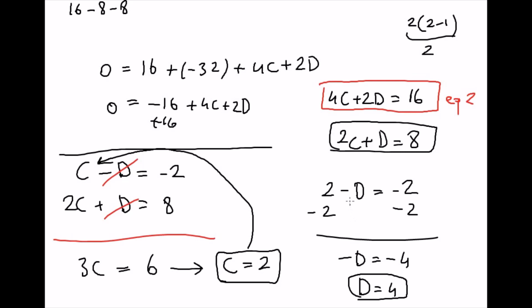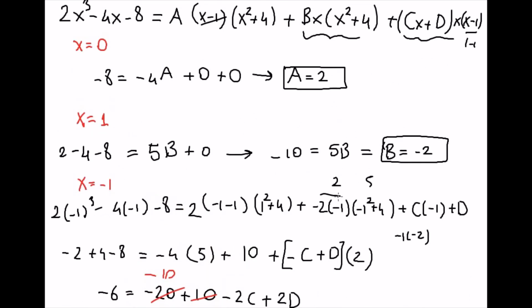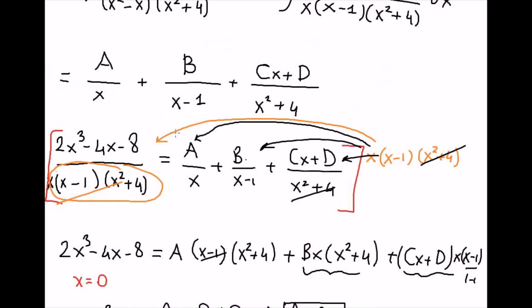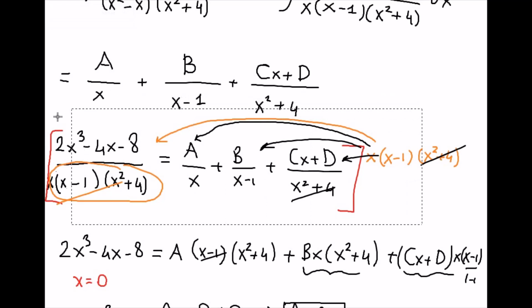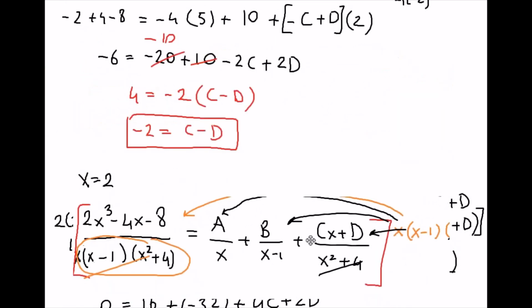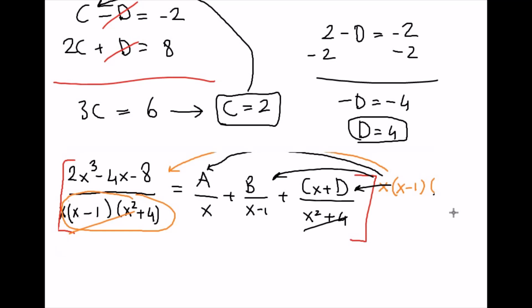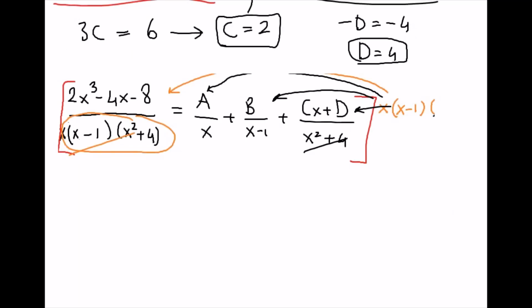Now we have a, b, c and d values. We can place a, b, c and d in the partial fraction decomposition that we prepared above in this equation. Let me copy it here and carry it down there. Our a value was positive 2, our b value was negative 2, our c value is 2, and our d value is 4.